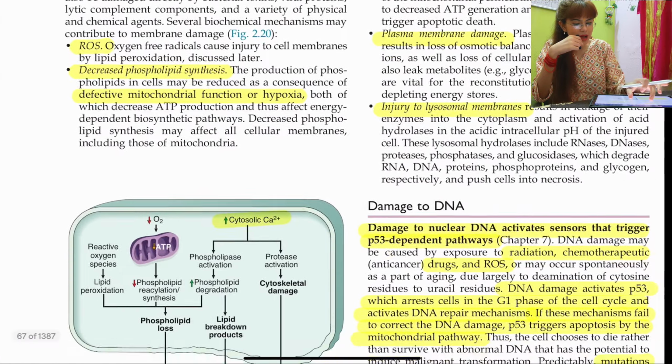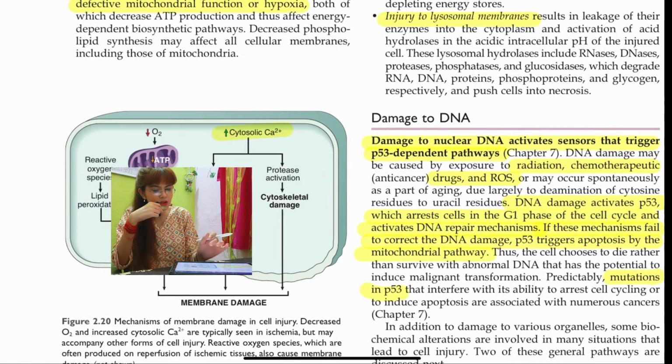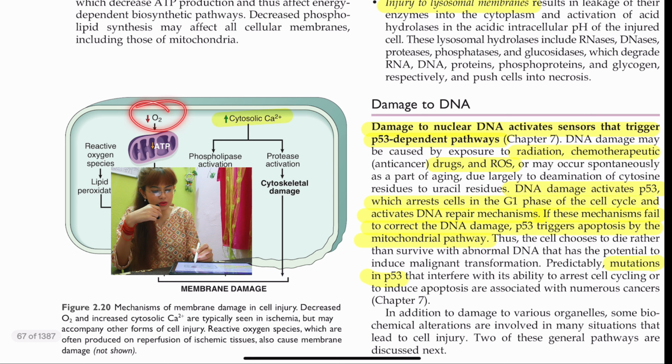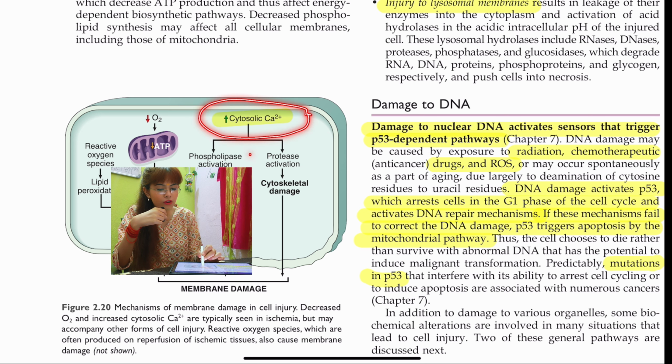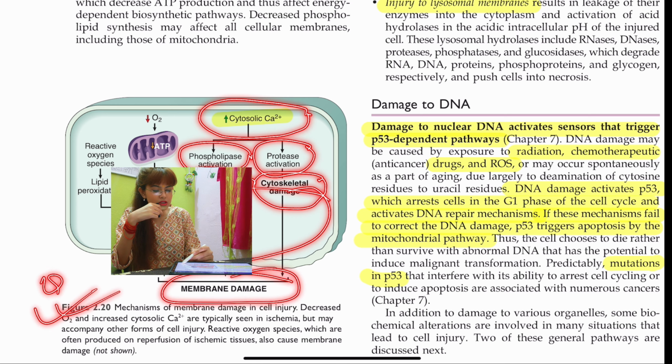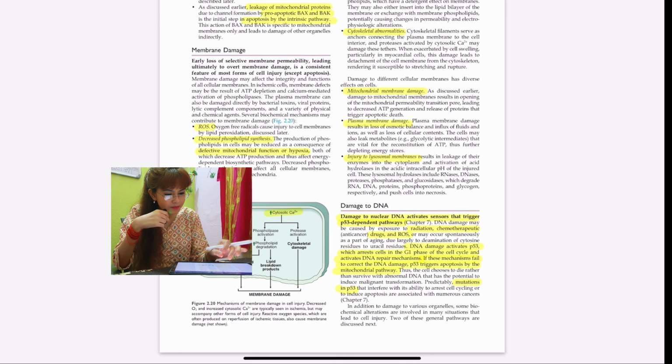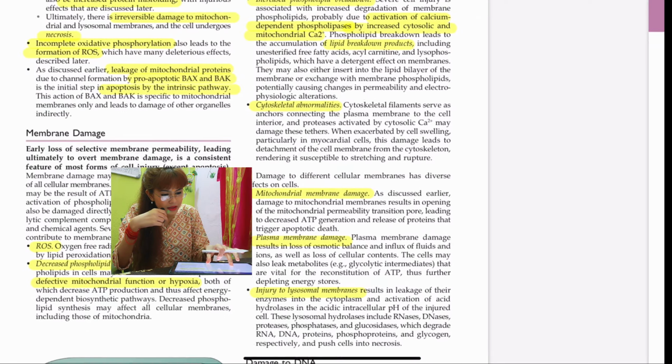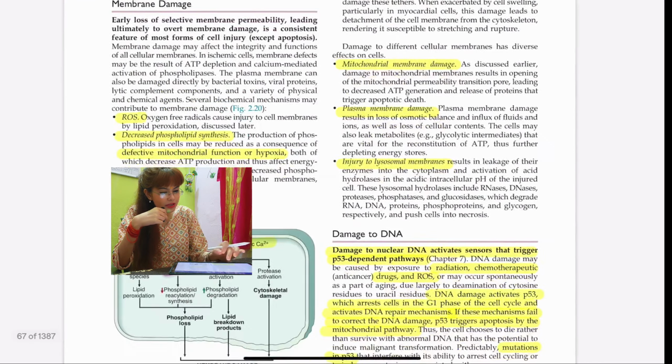Now, what is this membrane damage? As you can see, whenever there is decrease in oxygen, there is decreased phospholipid synthesis, so phospholipid loss is going to be there, and if the cytosolic calcium is increasing, then it will cause phospholipase activation, which will break down the cell membrane, and protease activation, which will cause cytoskeletal damage, and all of these points together will ultimately cause the membrane damage. So this is how membrane damage is occurring. Okay, so all these points are mentioned in detail here.